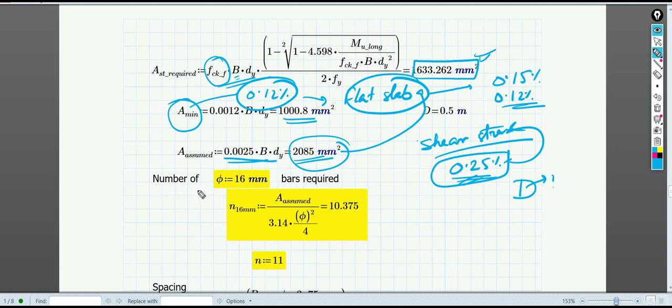So if you find out the spacing, the clear spacing is coming out to be 167.4 mm, so it is okay. It is not more than 300 mm, so it is okay. So now you can write: provide 11 numbers of 16 mm bar along the longer side. So I think this is very clear for you, this is not that tough.